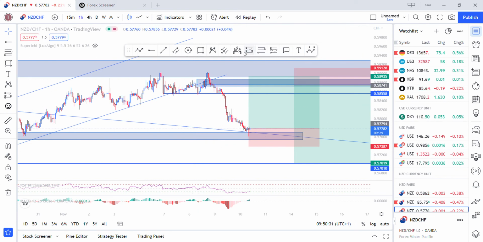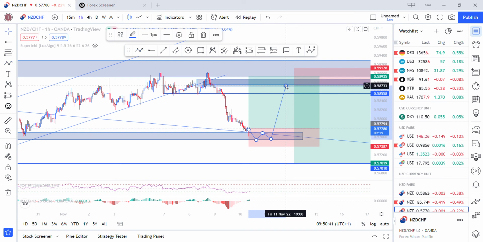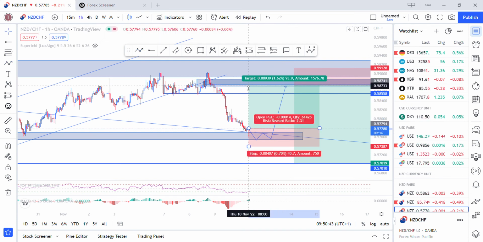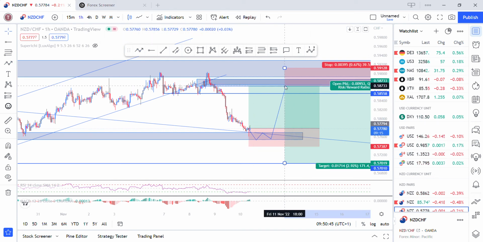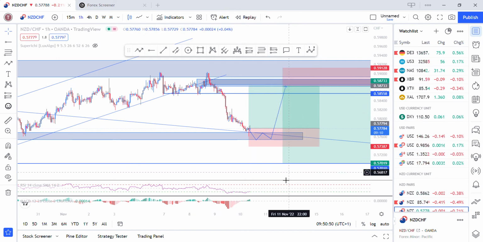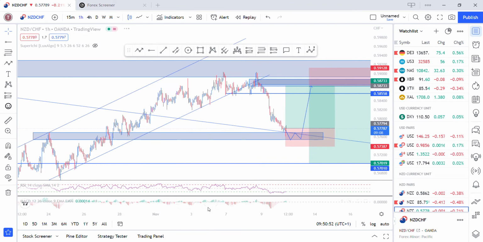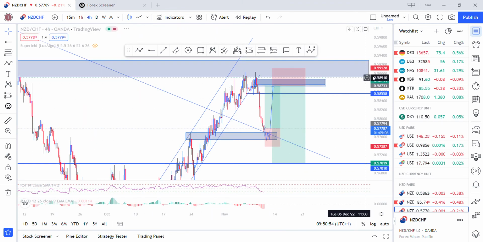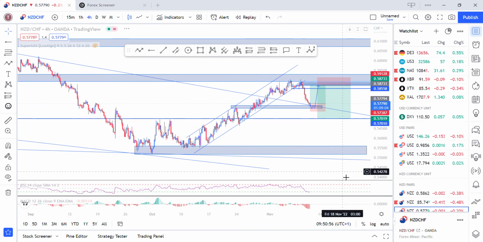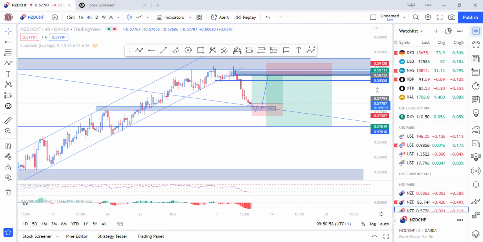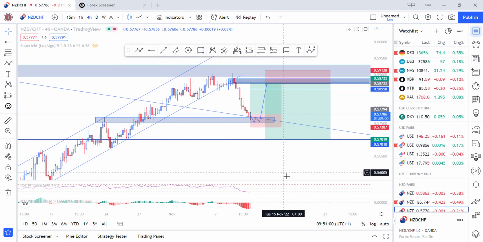But overall, my play is going to look like this. Okay, actually let's put it a bit lower. So I actually want to do it here, and then I'll reverse my long and turn it into a short. But that's the play that I have for the NZDCHF. Let's make this look nice. Yep, that's my play for the NZDCHF.